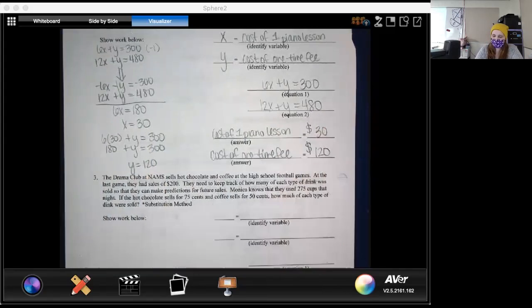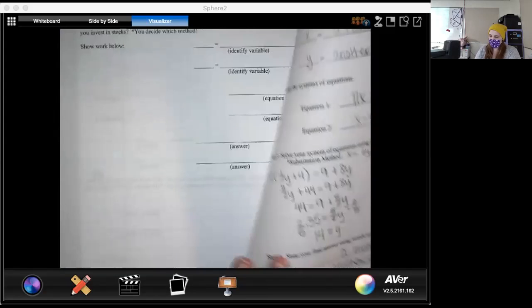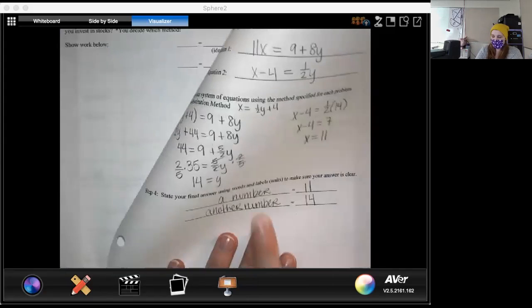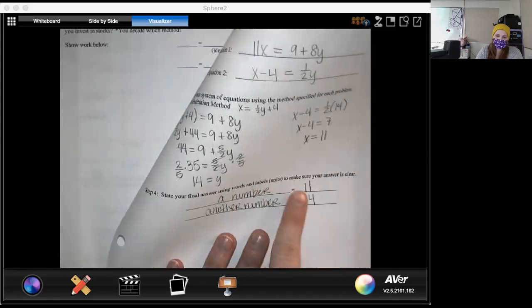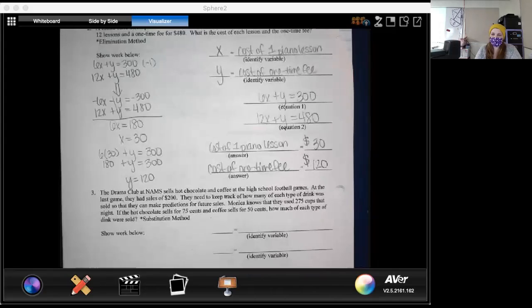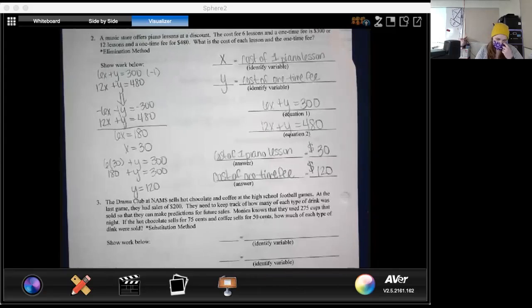Now, why didn't we do it on number 1? They're just numbers, right? Numbers don't need labels, but in the instructions, it does say labels or units on your answers. Now, if they're just a number, you don't actually have a unit. That's really the only variable that wouldn't have some kind of unit on it.